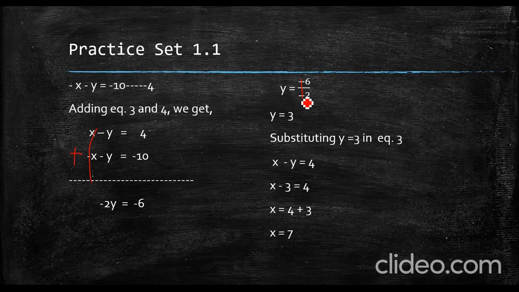Once you get it, you can check whether your answer is correct or not. ये equation में ही check करो. x है 7, y है 3. तो 7 minus 3 is 4. Which means your answer is right. If you want to check in another equation, you can do that. Minus 7 minus 3. Minus 7 minus 3 is minus 10. Right? So which means your answer is correct.